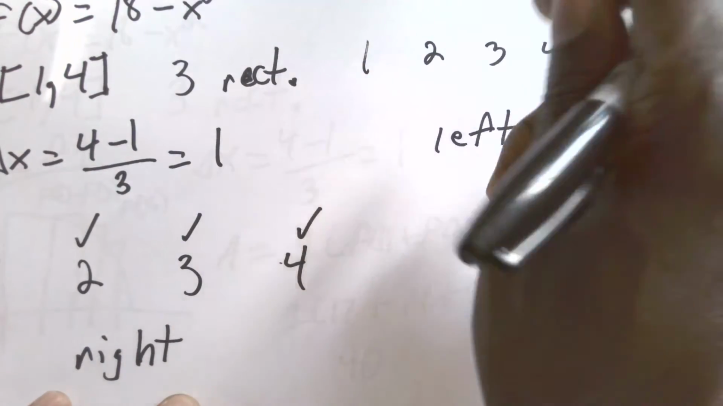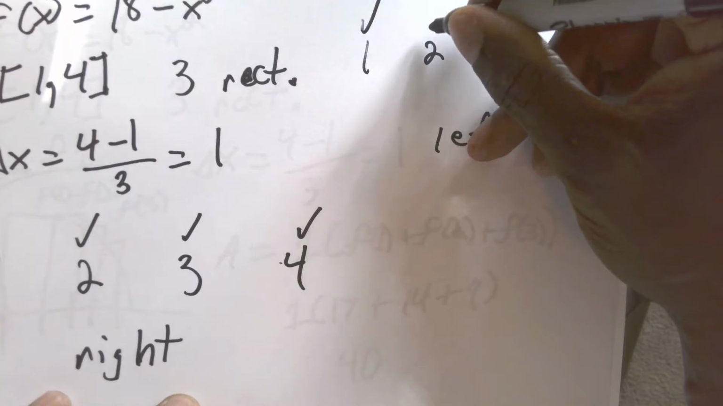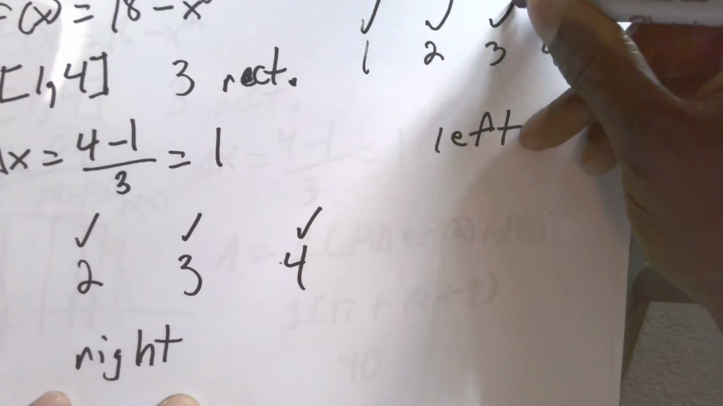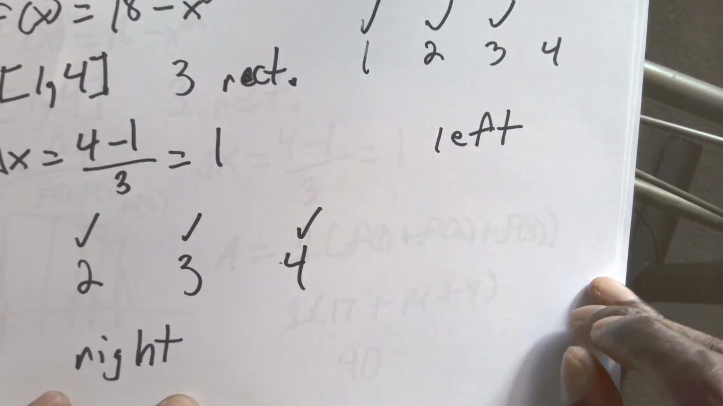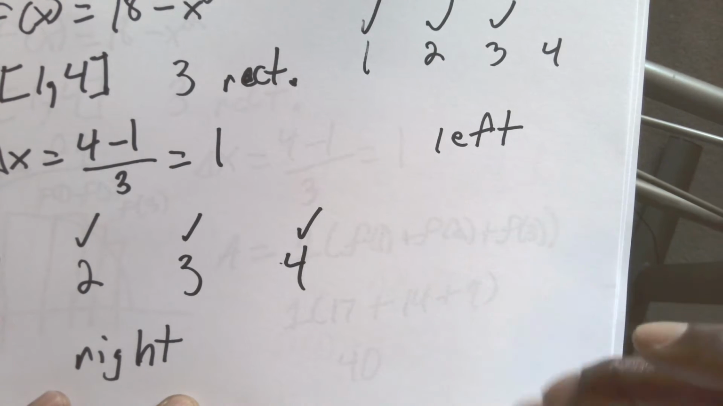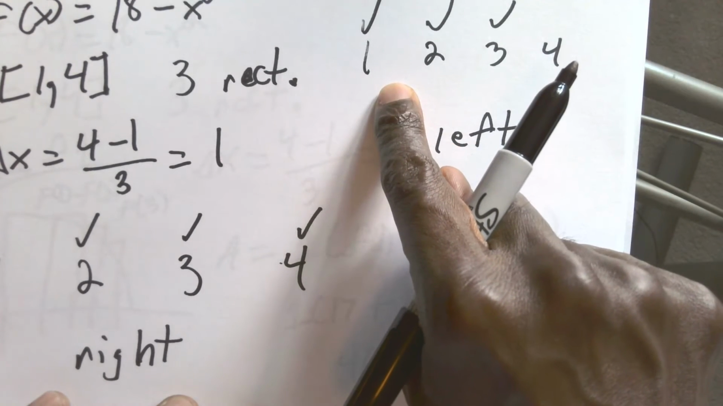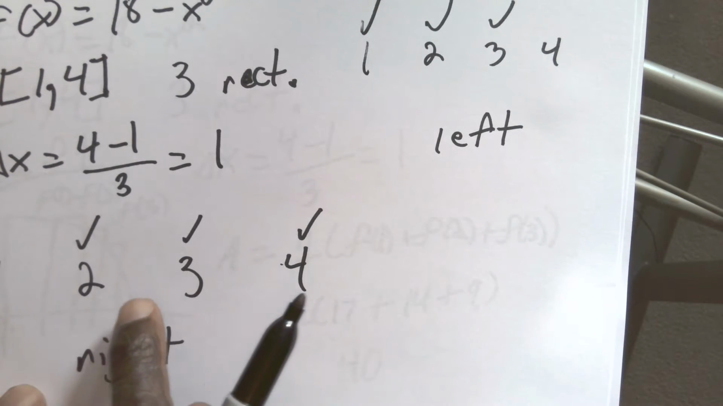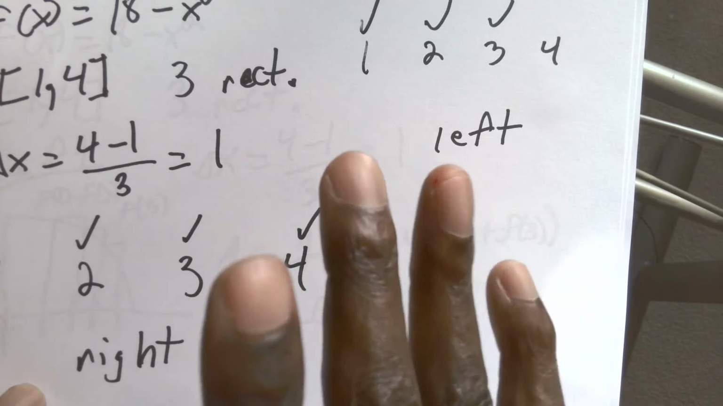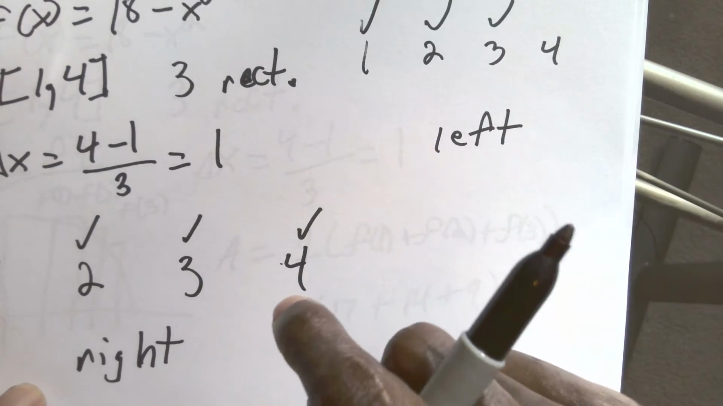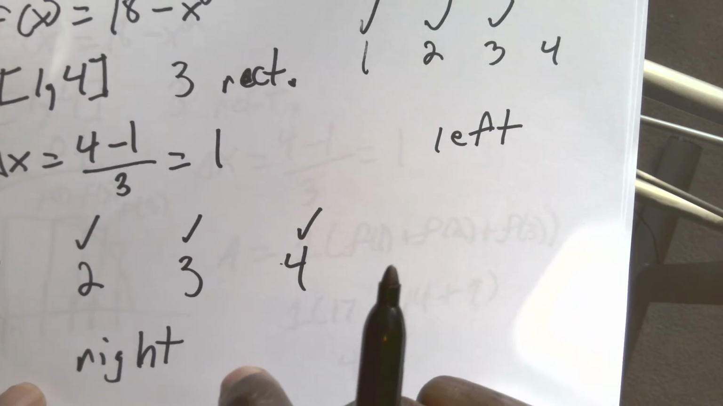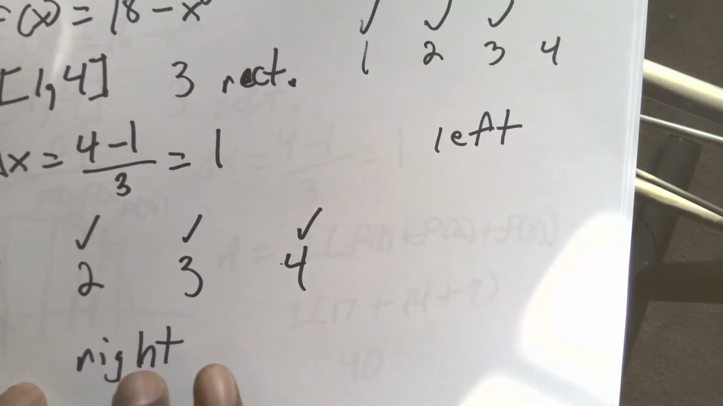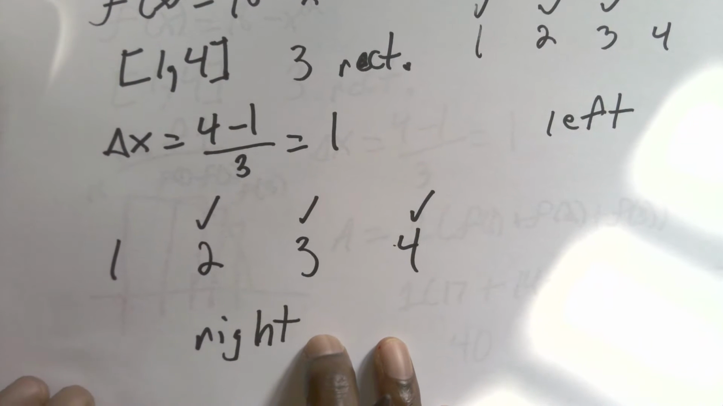So from 1 to 2, it would be 1. 2 to 3, it would be 2. And 3 to 4, it would be 3. So for a left Riemann sum, for my heights, I use every number in the subinterval except for the last number. Now, I want to write this in a different way. So again, what we're doing for the numbers I'm evaluating the function at to get the heights for a right Riemann sum. So I'm going to move my concentration to a right Riemann sum.